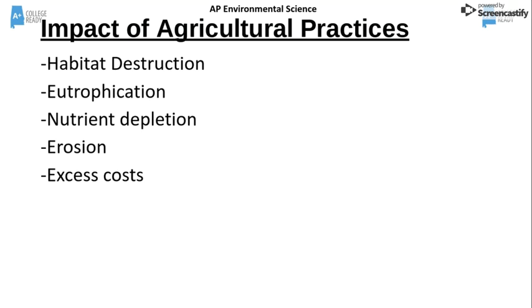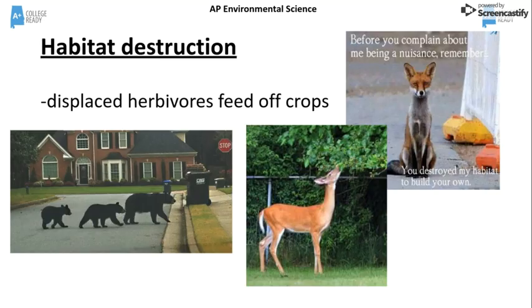Agricultural practices have a great impact on the environment, including habitat destruction, eutrophication, nutrient depletion, erosion, and excess costs. Habitat destruction occurs when farmland causes displacement of organisms that originally lived there.